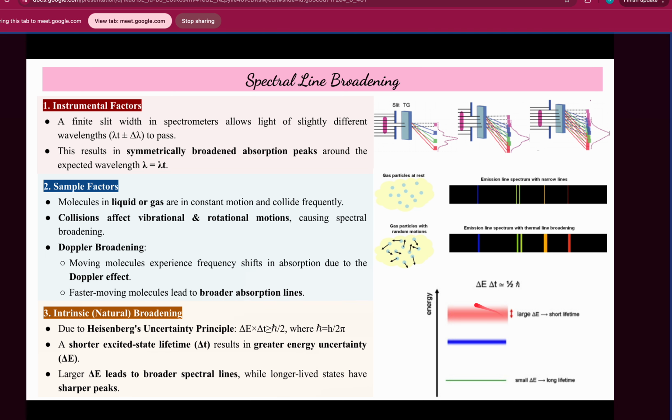In this case, as you can see, this is the excited state and this is the ground state. The ground state always has a small del E, which means a small energy gap. As this del E increases, the broadening of the peak also increases. In this excited state, del E and del T are dependent on one another. The excited state has a larger del E, which means it has a shorter lifetime, and a shorter lifetime means it has a higher value of del E, due to which it will lead to the broadening of the peaks. So this is the intrinsic broadening, and these are the factors which lead to the broadened peaks.